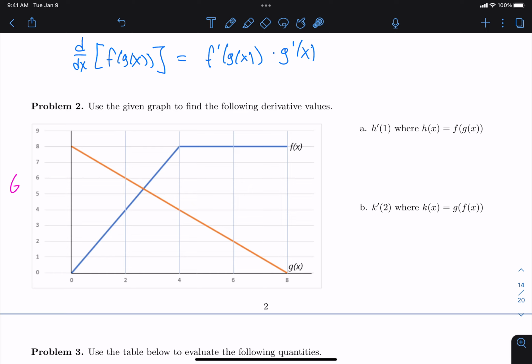So it's not saying where in terms of the graph. It's telling you that H of X is a composition of G plugged into F. You could find out what H of 1 is by plugging in 1 into G, which gives you 7, and then you plug in 7 into F, which would give you 8.